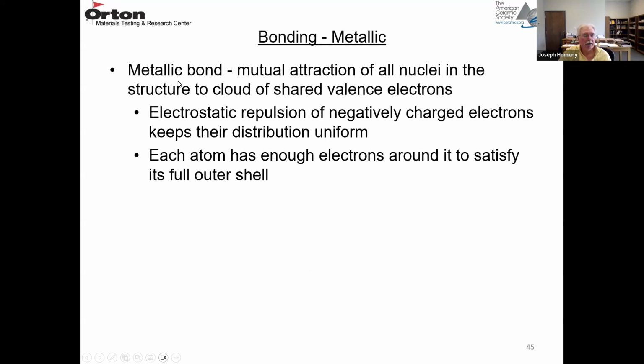We're not that interested in metallic bonding in this course, but I'll just mention it. In a metallic bond, there's just a mutual attraction of all the nuclei in the structure to a cloud of shared valence electrons. So the electrostatic repulsion of these negatively charged electrons keeps their distribution uniform. So basically each atom is sharing electrons in this electron cloud. So each atom always has enough electrons around it to satisfy a filled outer shell.